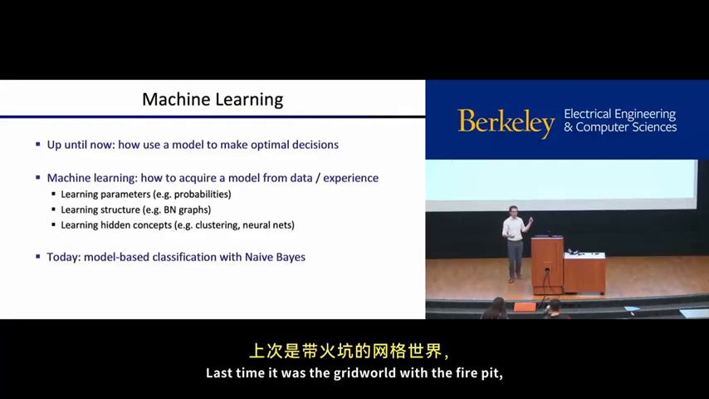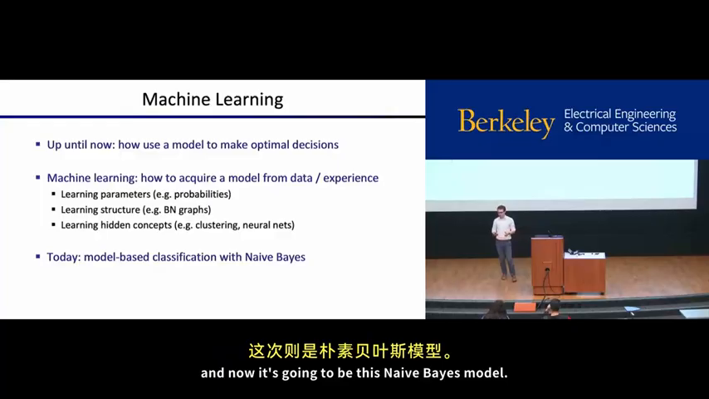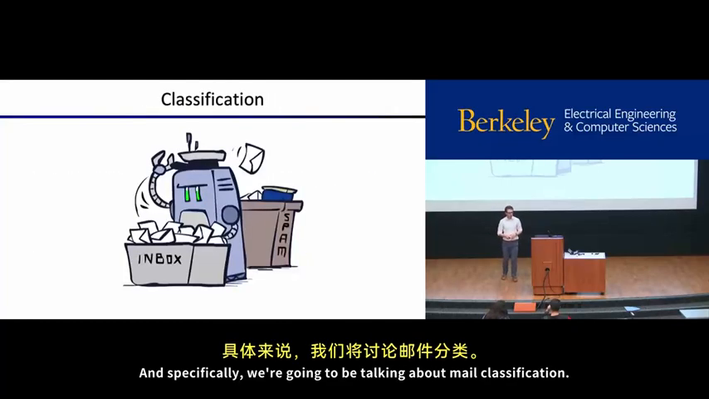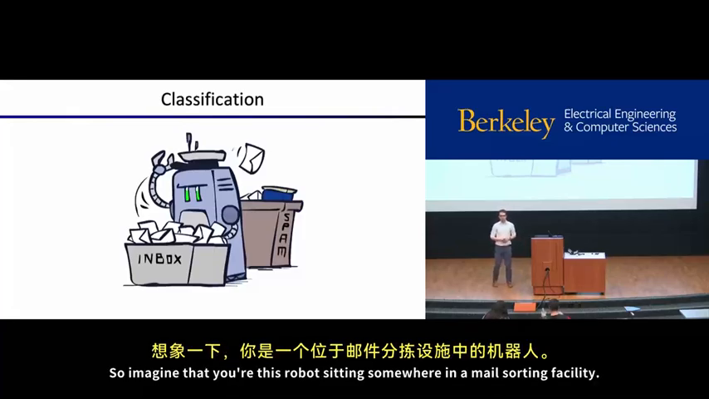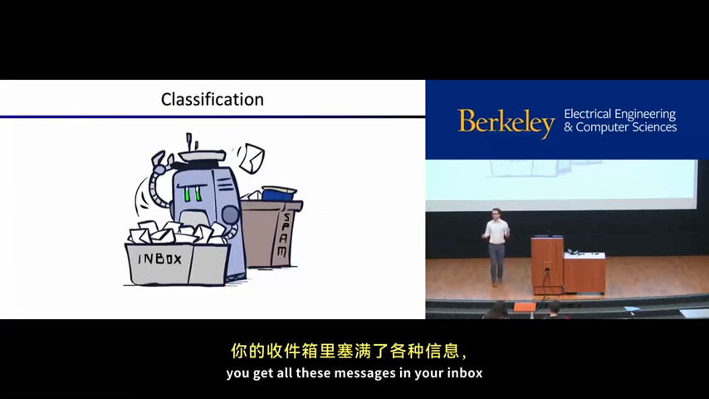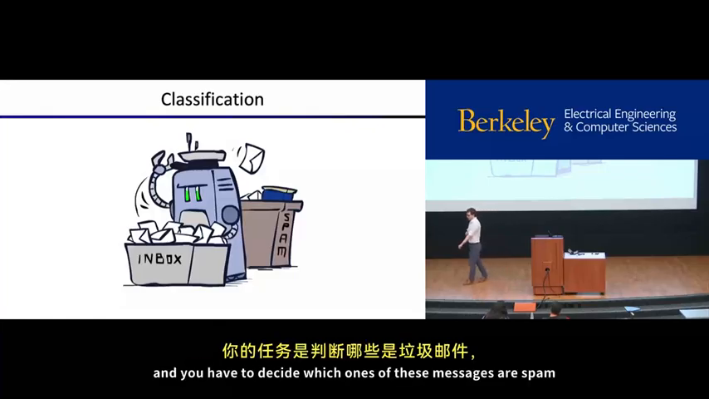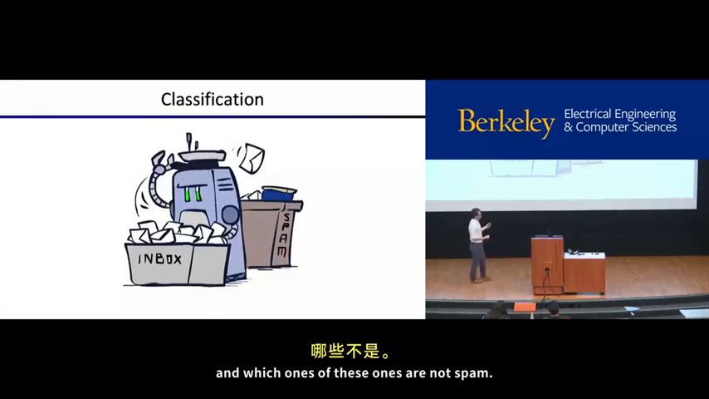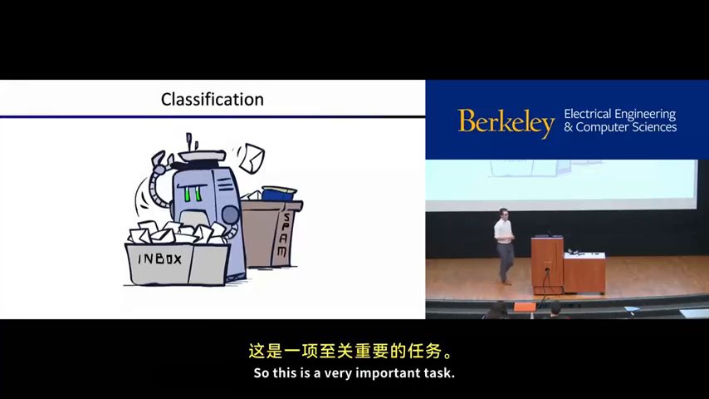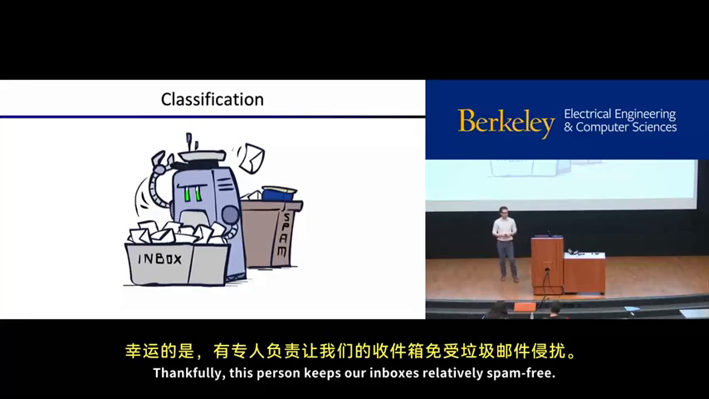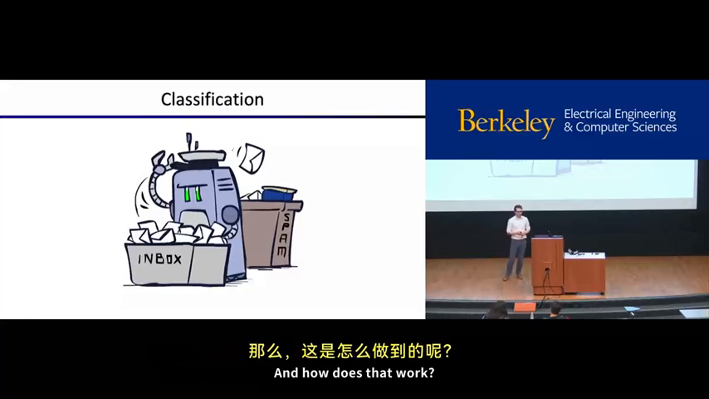Last time it was the grid world with the fire pit, and now it's going to be this naive Bayes model. Specifically, we're going to be talking about mail classification. So imagine that you're this robot sitting somewhere in a mail sorting facility. You get all these messages in your inbox, and you have to decide which ones of these messages are spam and which ones are not spam. Okay? So this is a very important task. Thankfully, this person keeps our inboxes relatively spam-free. And how does that work?